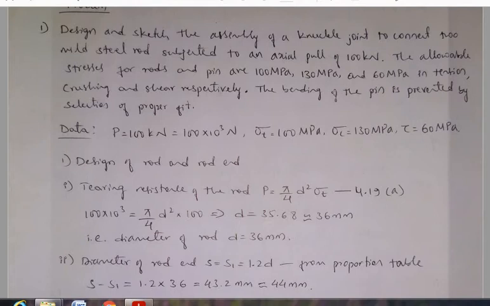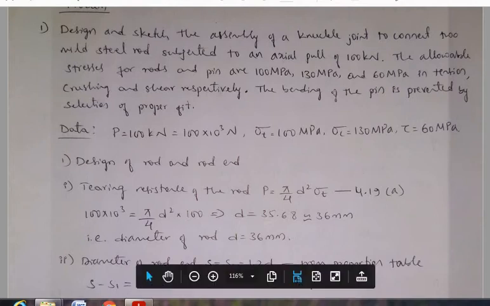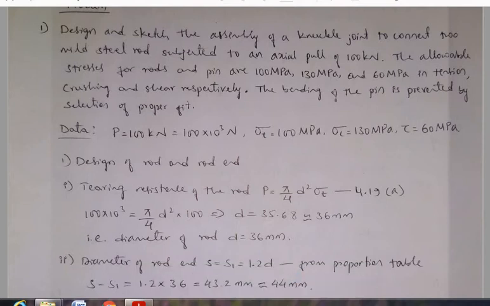We have equation number 4.19a, which is the tearing resistance of the rod, given by P is equal to pi by 4 d square into sigma t, where P is the load, that is 100 into 10 raised to 3 newton, d square is the only unknown, and sigma t is given as 100 megapascal. Substituting this, we get the diameter of the rod as 35.68, so approximately we can write it as 36 mm.